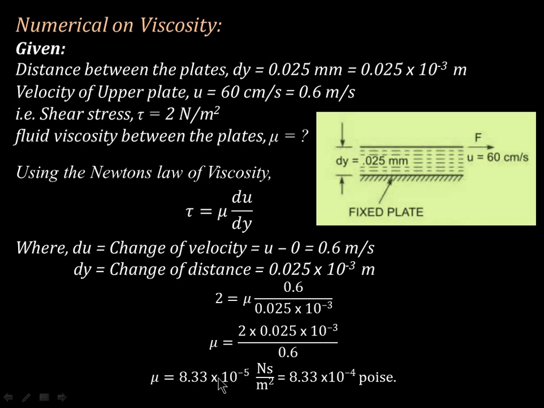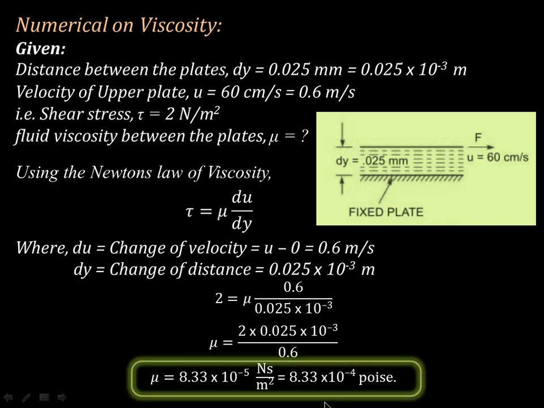Now, if we want to convert this value of Newton second per meter square into poise, then we have to multiply it by 10. After multiplying this value by 10, we get 8.33 into 10 raised to minus 4 poise. So this is the final answer that we are getting for dynamic viscosity in this question.